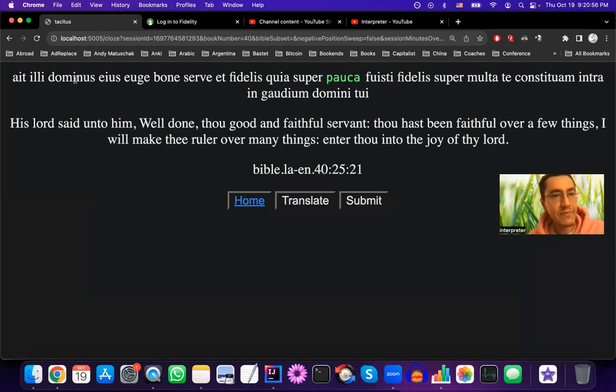Ait illi dominus eius, euge bone serve, masculine singular vocative. You see that a lot, so you get used to that. You don't necessarily have to have it handed to you in the textbook if you just enter the data or the verses directly this way. So much more to say, but let's play.